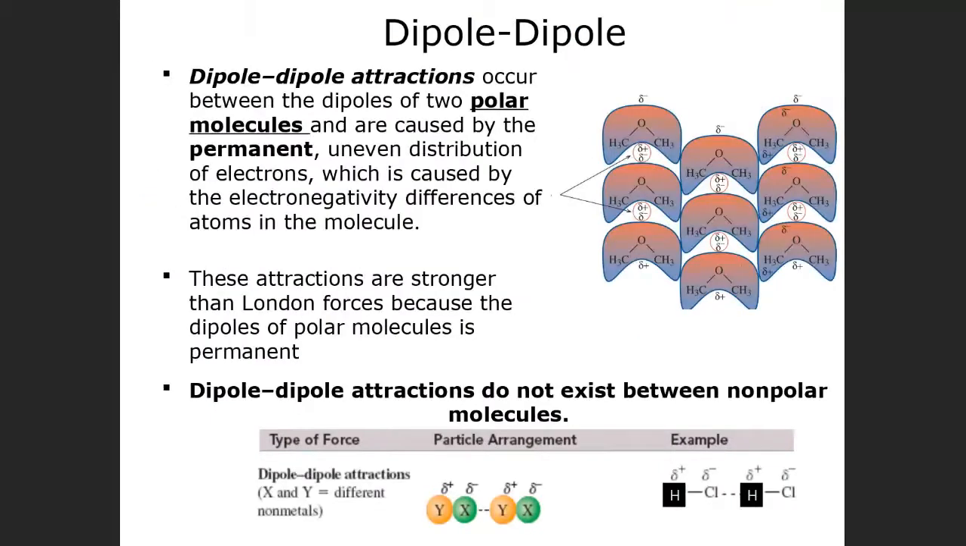The second type is dipole-dipole attractions. And the dipole-dipole attractions occur between the polar molecules. Let's, for example, we have the HCl, like this is the example we have drawn, and this is HCl. And here we have another HCl.